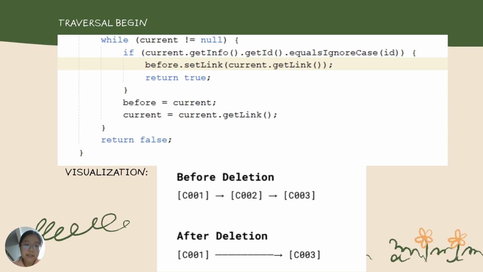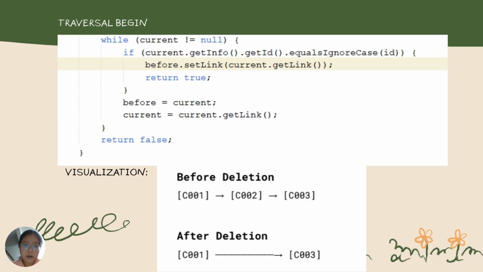Then we traverse the linked list. These loops move through the linked list one node at a time until the end, where current equals null. So we check for the matching child ID. For each node, the system compares the stored child ID with the selected ID. If a match is found, then the deletion happens immediately.